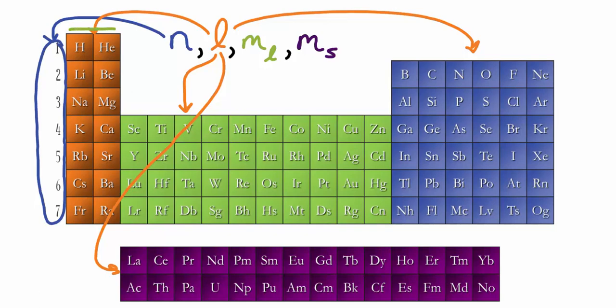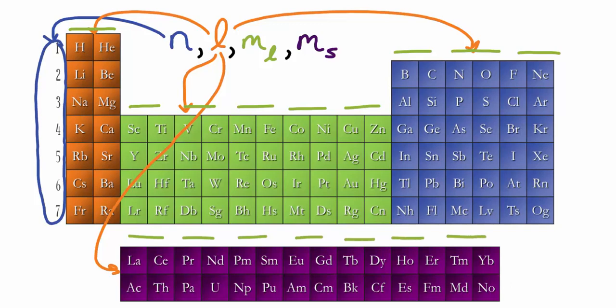The third number is the ml. This tells us the specific orbital that we're in within a type. With the s, we have one orbital. With the p, we'll have 3. With the d, we'll have 5. And with the f, we'll have 7. The final number is going to be labeled with ms. The ms tells us the spin of the electron. 1 out of 2 will spin upward, 1 out of 2 will spin downward, or clockwise and counterclockwise.